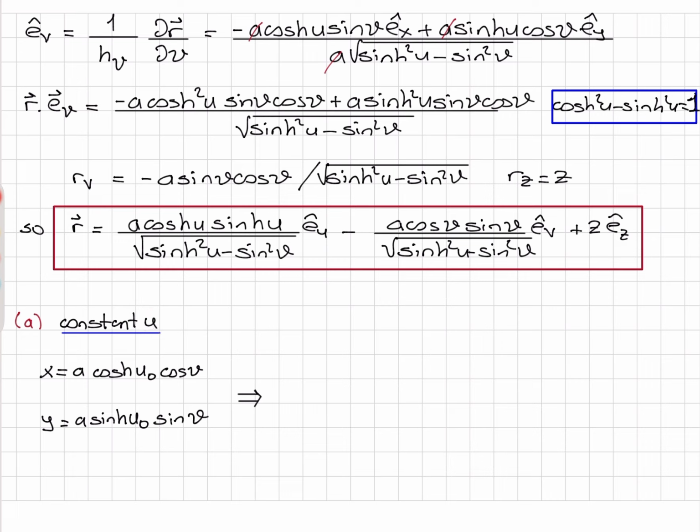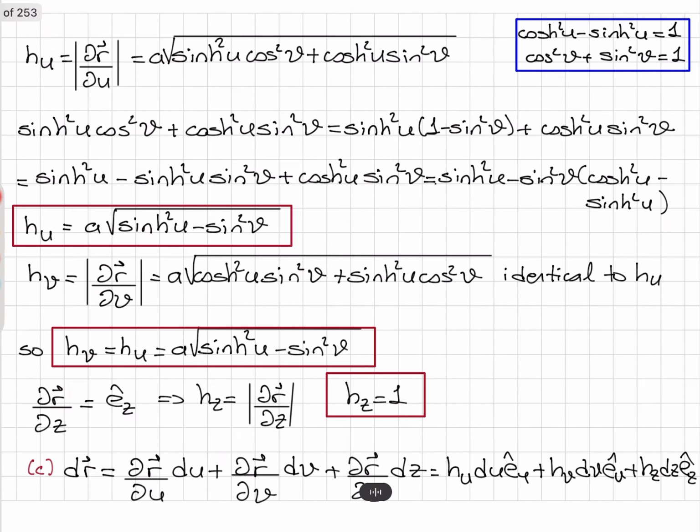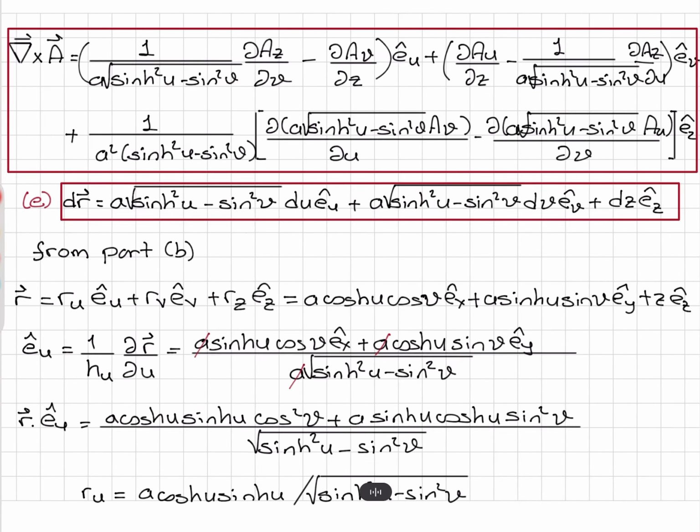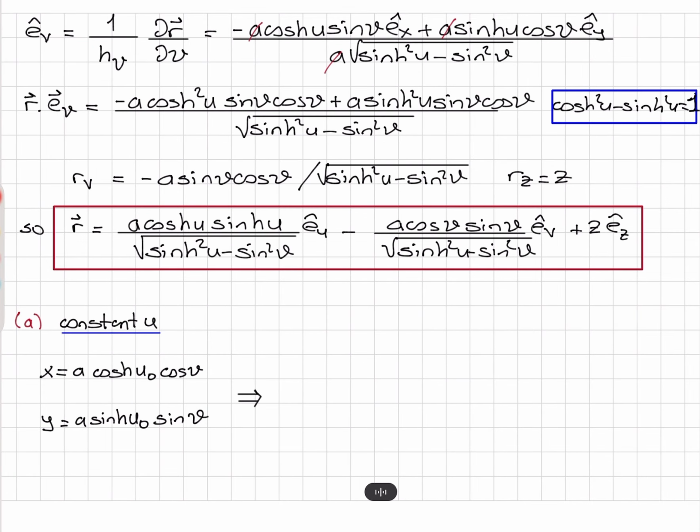Okay, so I have x equals a cosh u0 cos v and y equals a sinh u0 sin v. Let's check these equations once again: cosh cos, sinh sin. This is going to be two-dimensional. We will do it on an xy grid, so we don't worry about z in this case. Now, if I look at these equations, for the first equation I'm going to take the square of it and multiply it by sinh square u0. So let's do that.